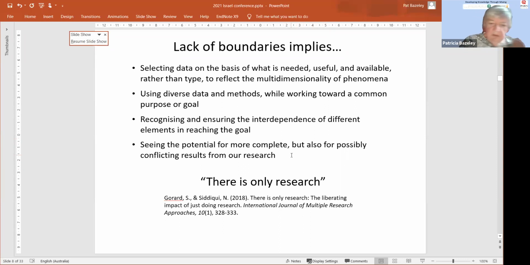In that same journal as my Mixed Methods in My Bones article appeared, there's also an article right next to it, actually, by Gorod and Siddiqui, which they call There Is Only Research. And it's another great one to read. But basically, they're arguing, forget about trying to set up a quantitative study or a qualitative study. Just think about, you are doing research. What data is going to help you answer your question?